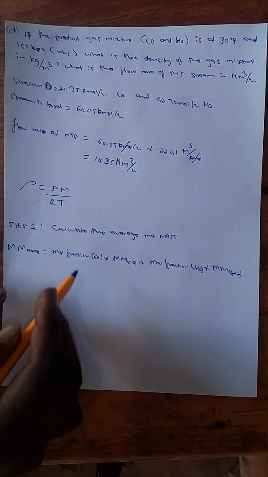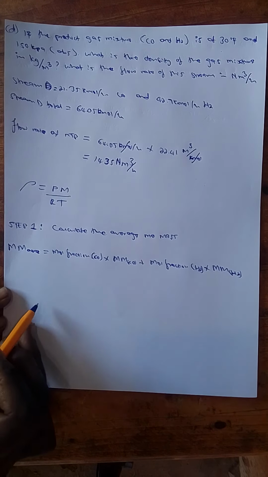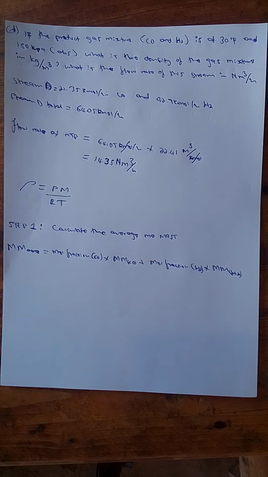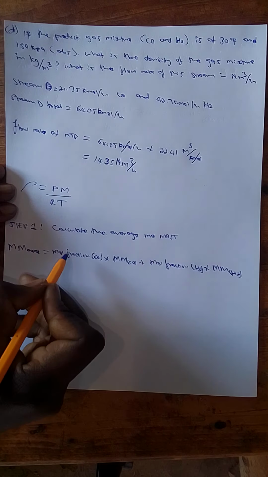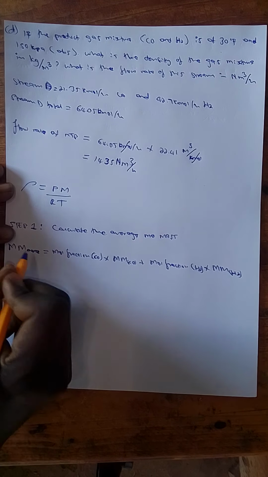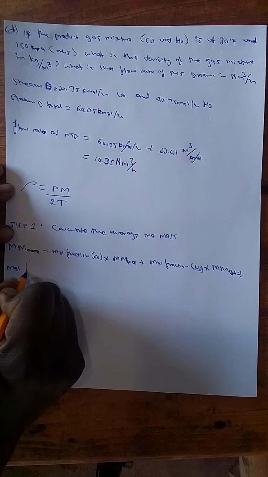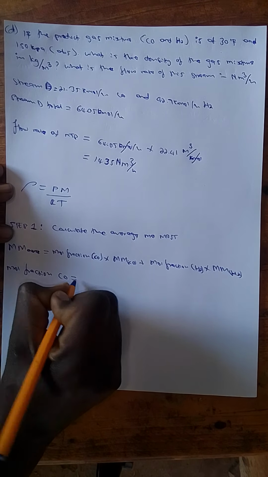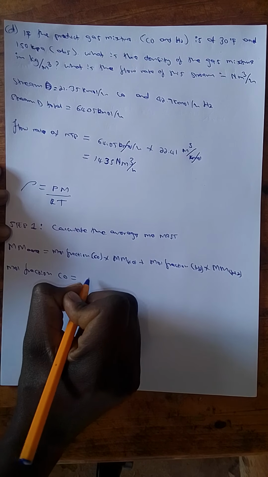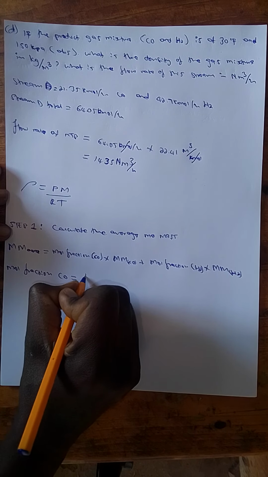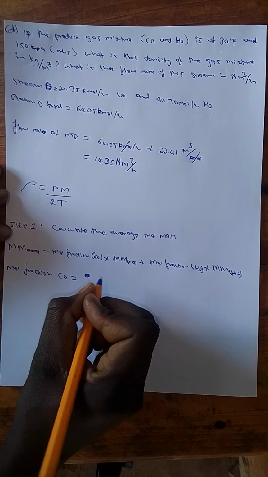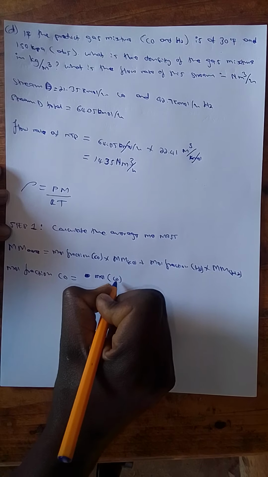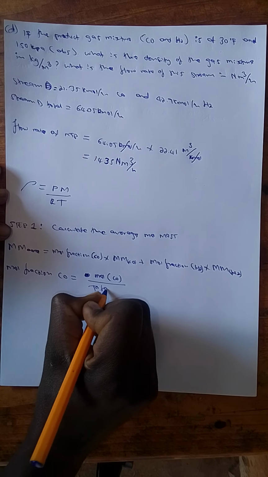So with that said, we realize that we need the mole fraction of CO and the mole fraction of H2. The molar mass of CO and H2 is nothing big. So moving forward, we're going to need to calculate the mole fraction of both. The mole fraction of CO is equal to moles of CO over total moles.